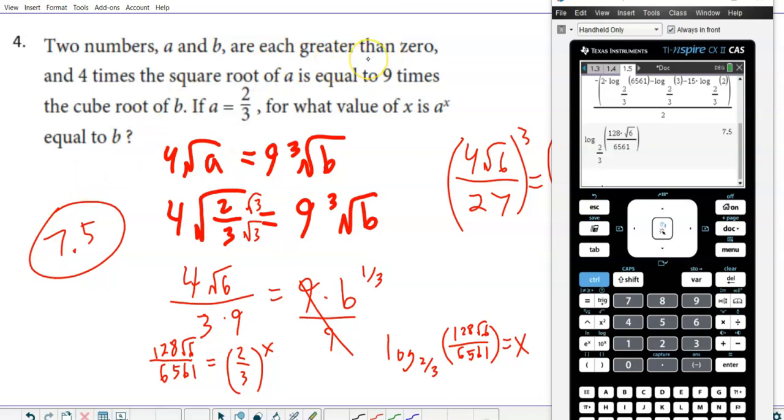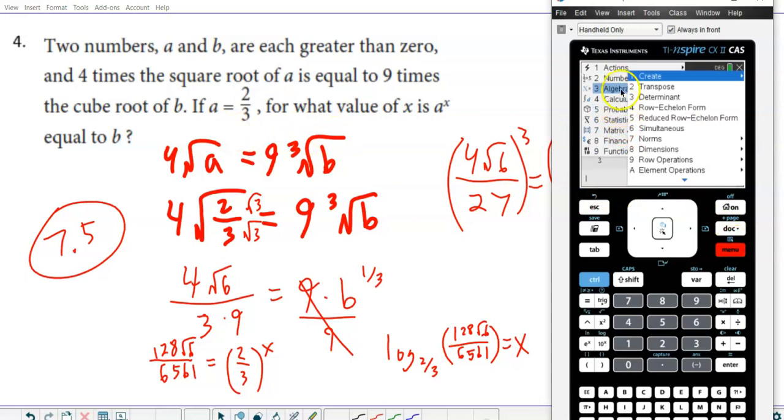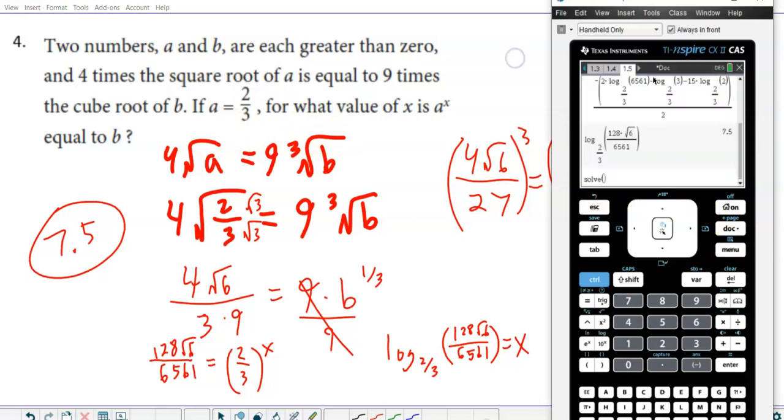So how could we solve this? We could solve this one for B. Your calculator does have a solve command in there. So menu, algebra. This would be a good example of a problem where you could use the solve command. So 4 times the square root of 2/3 equals 9 times the cube root.